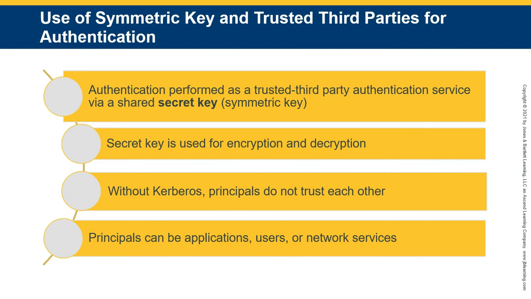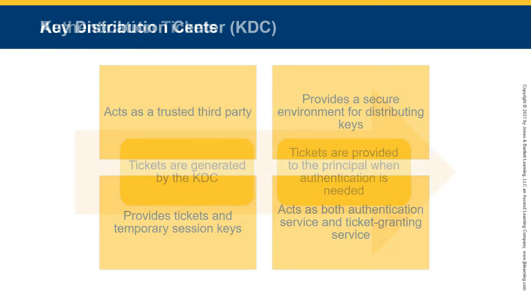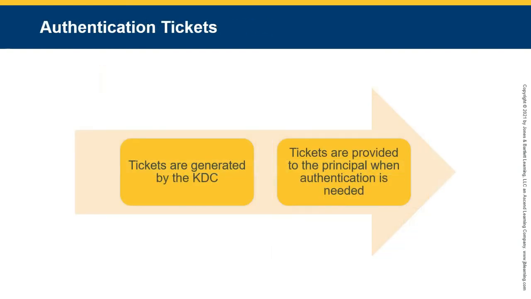Symmetric key: the secret key is used for encryption and decryption. Without Kerberos, principals do not trust each other. Principals can be applications, users, or network services. Key distribution centers act as a trusted third party, provide a secure environment for distributing keys, provide tickets and temporary session keys, and act as both authentication service and ticket granting service. Authentication tickets are generated by the KDC. Tickets are provided to the principals when authentication is needed.